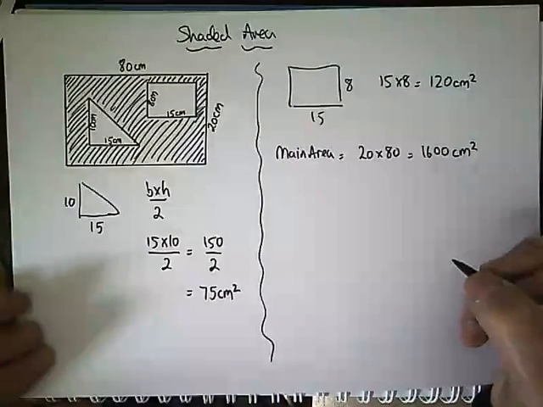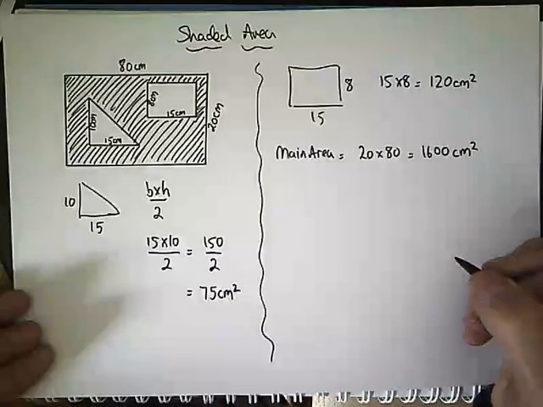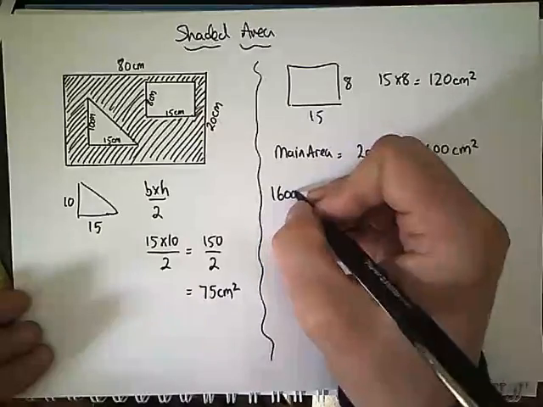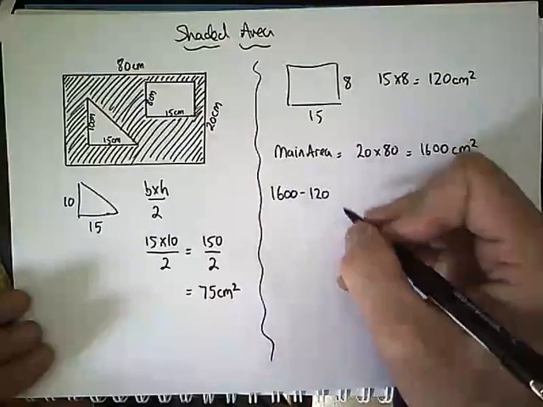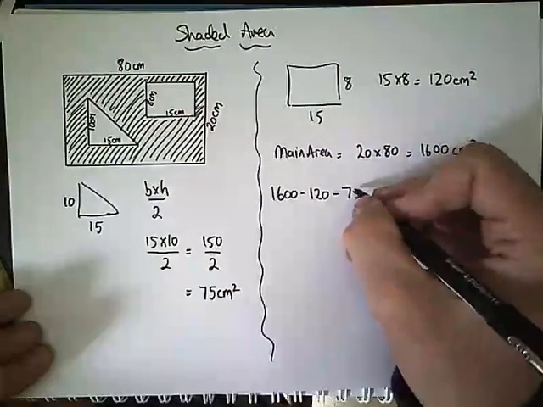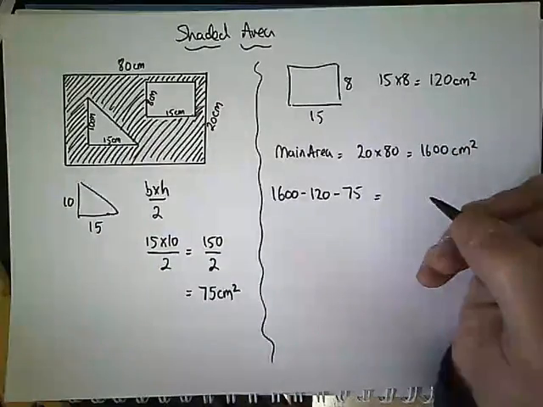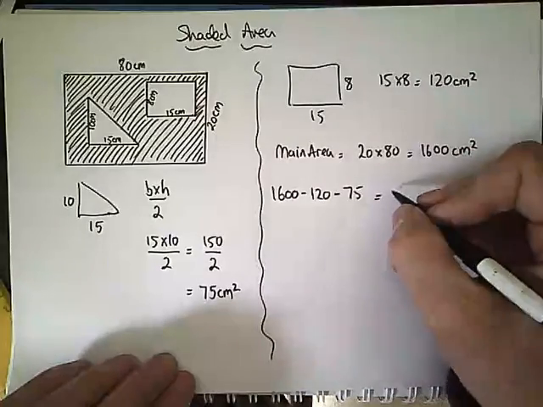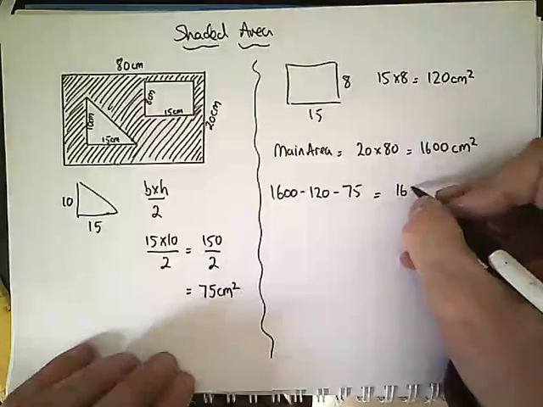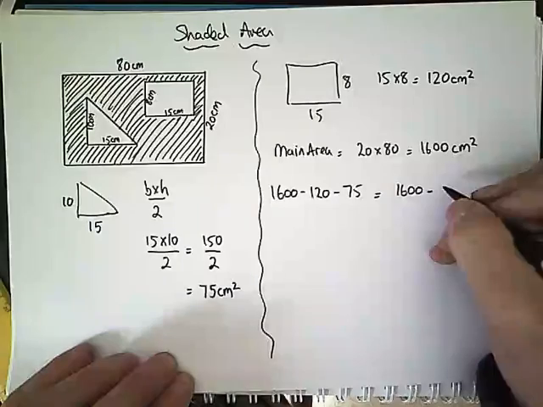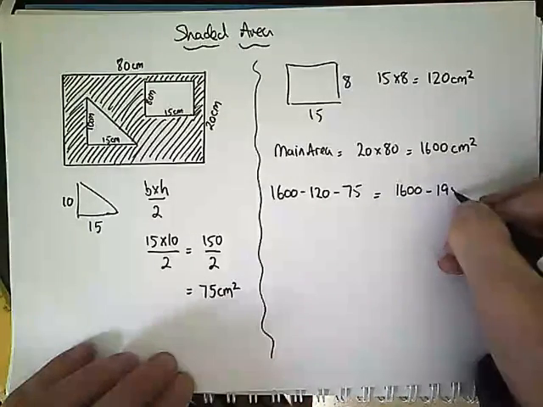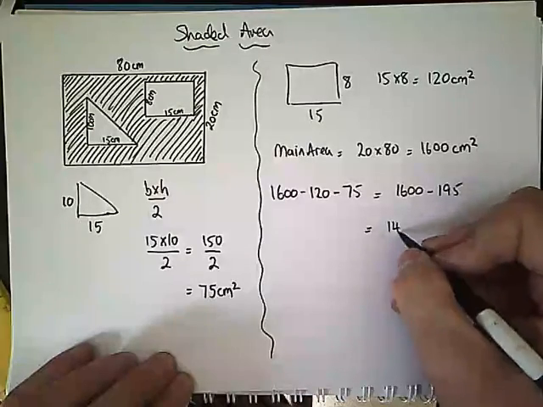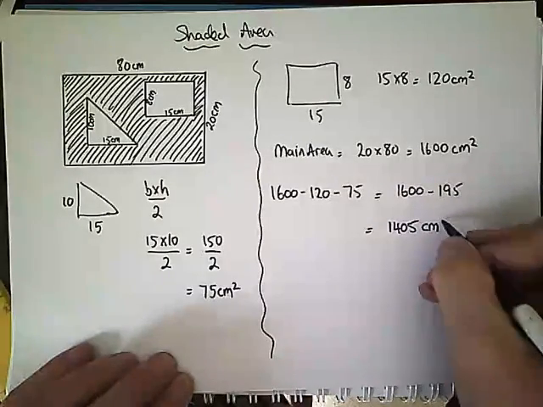So then I need to subtract the two areas that I don't want, which are the unshaded areas. So we've got 1600, take away 120, take away 75. I don't mind if you use a calculator, but you don't actually have to. That's 1600 take away 195, which is 1405 centimetres squared.